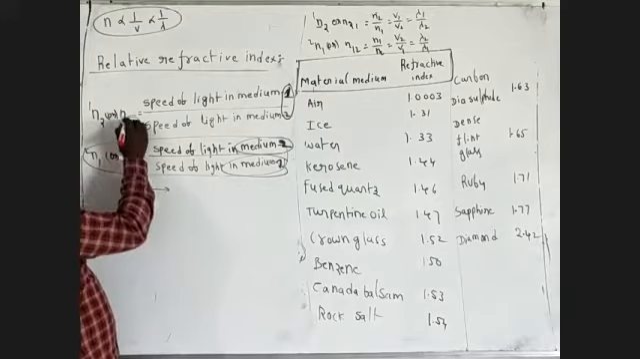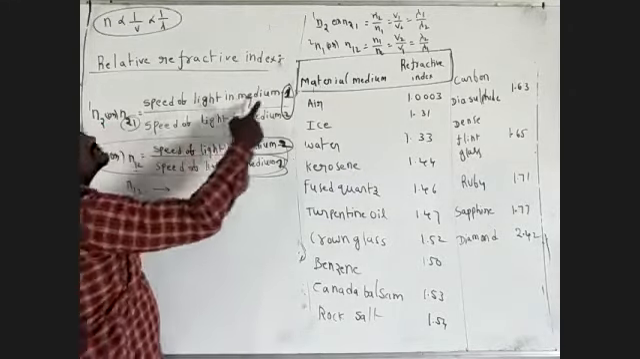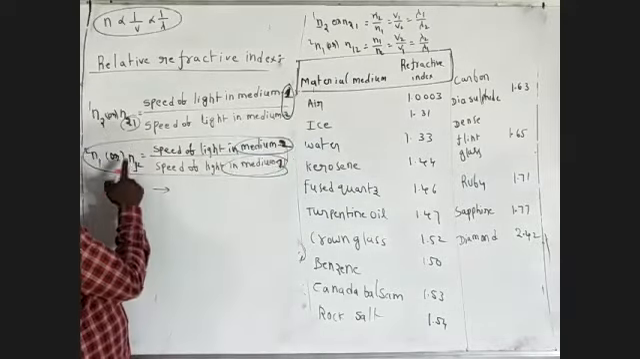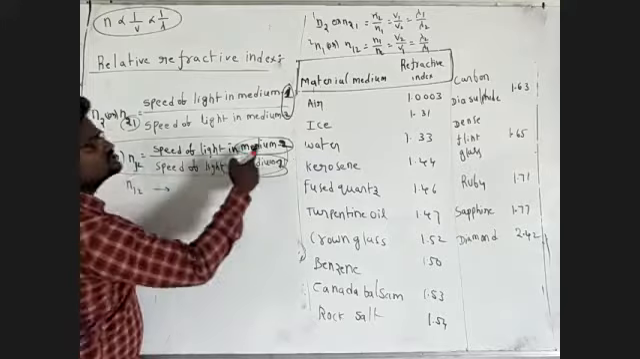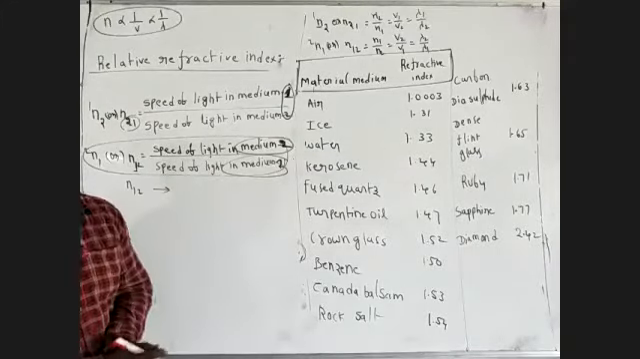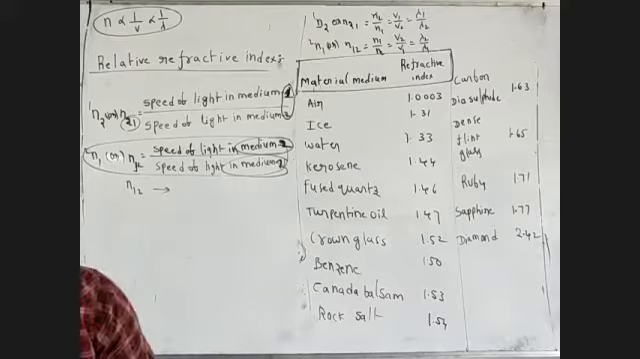This is the refractive index of medium 2 with respect to 1, which means the speed of light in medium 1 over medium 2. This is the relative refractive index. That is the formula. Keep it in mind. Now, you will see some examples of refractive index.